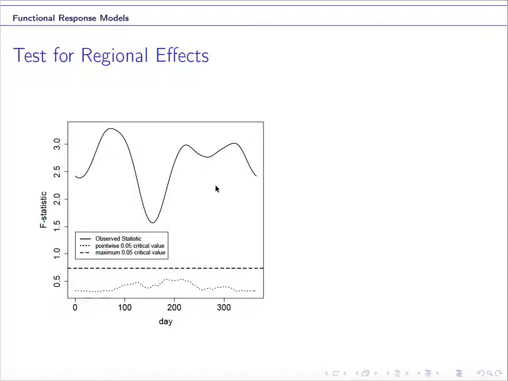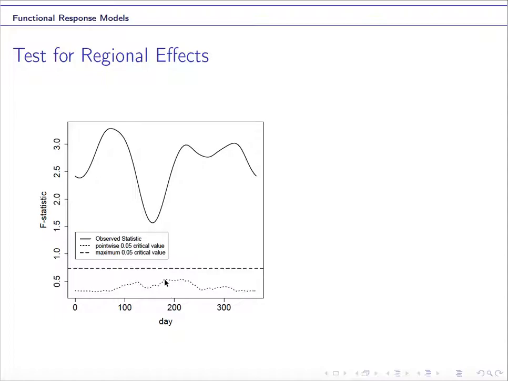So what does this maximum 0.05 critical value mean? For each permutation of the response, you can get these dotted lines, right? After you get these dotted lines, you can look at the maximum value of each. So you do this 100 times, 100 permutations, and you will get 100 maximums. Then you order these 100 maximums and find the 95th percentile of the maximum. Do you see what I mean?